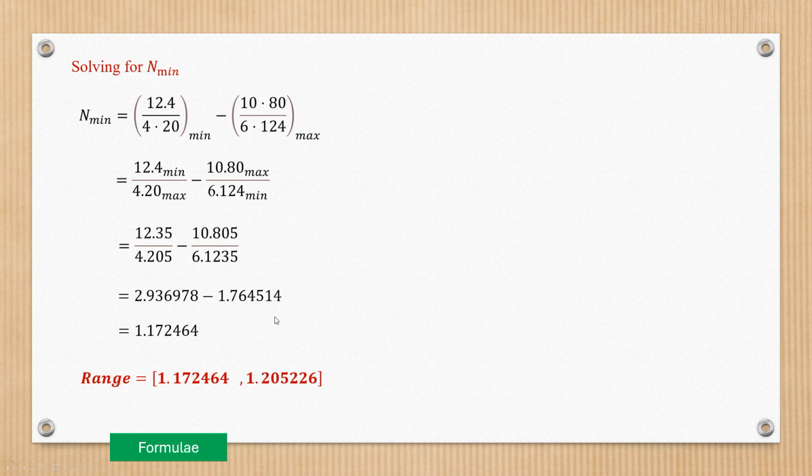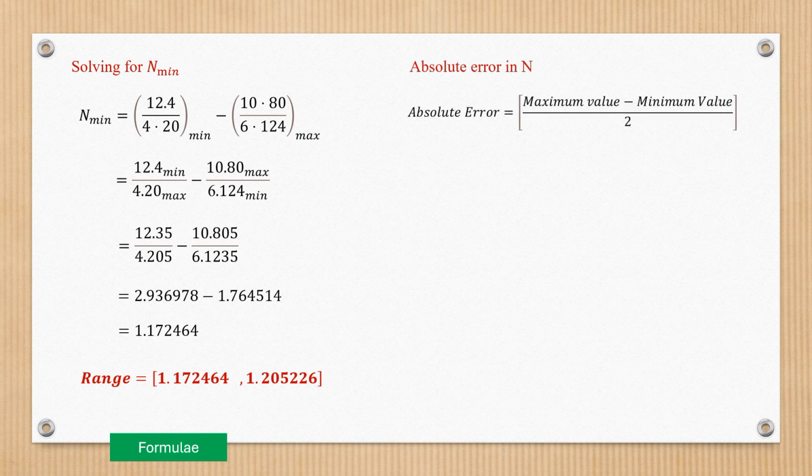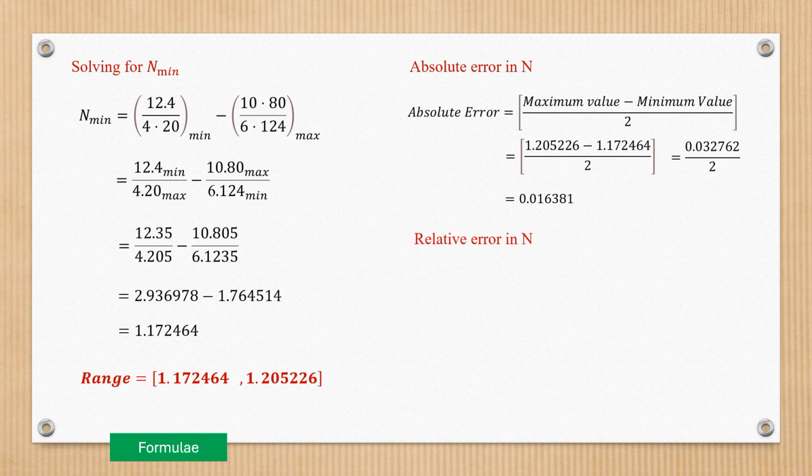1.205226. Now we're told to also find the absolute error in n. Remember the formula is maximum value minus minimum value over 2. So I know my maximum and minimum values, plug them in, and then I'll have the answer 0.016381.